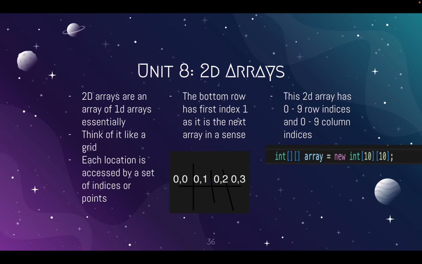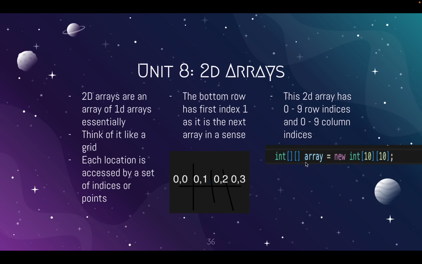2D arrays. So 2D arrays are essentially just an array of 1D arrays, and they can be thought of like a grid. Each location is accessed by a set of indices or points. This is how you can visualize it. This topmost point is 0, 0. Then you access this element by doing array at 0, 0. This one array at 0, 1, array at 0, 2, array at 0, 3. And here you do array at 1, 0, array at 1, 1, array at 1, 2, array at 1, 3.